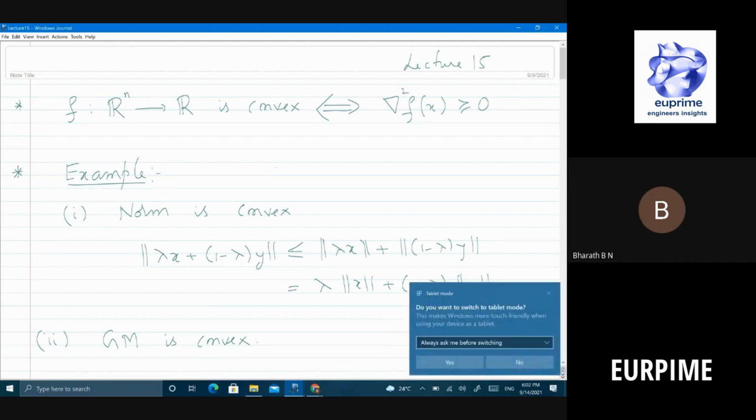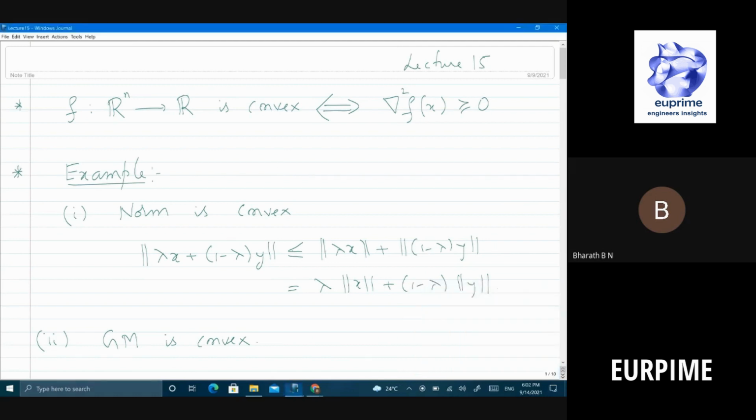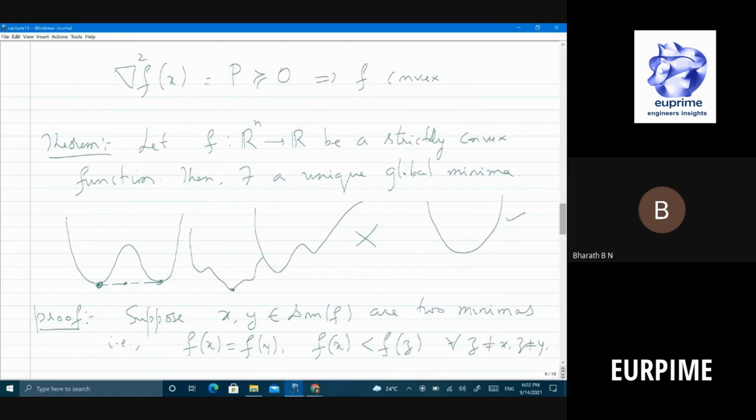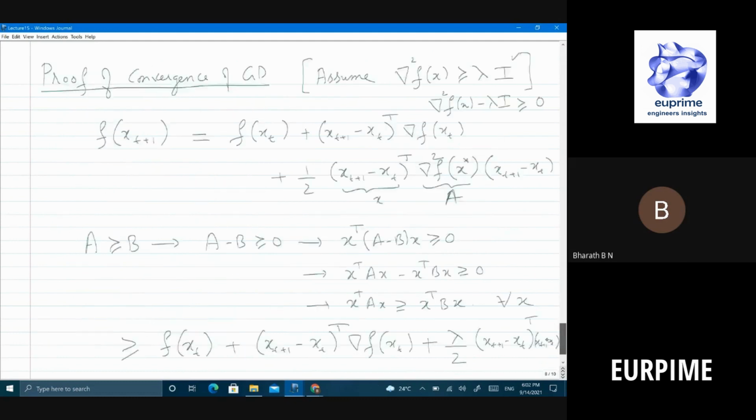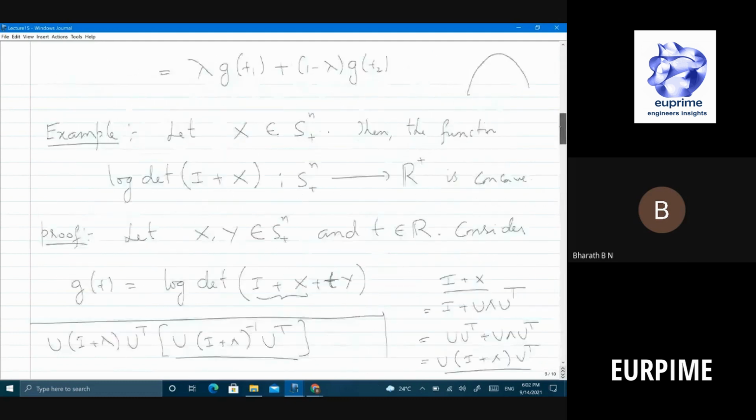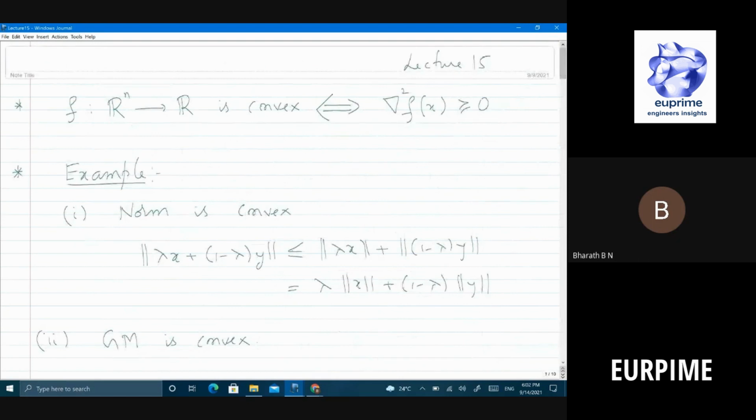Let's get started. Let's do a quick recap of what we did in the last class. In the last class, we started looking at what are called convex functions. In particular, we looked at a specific case of convex. So we defined what a convex function is, right?